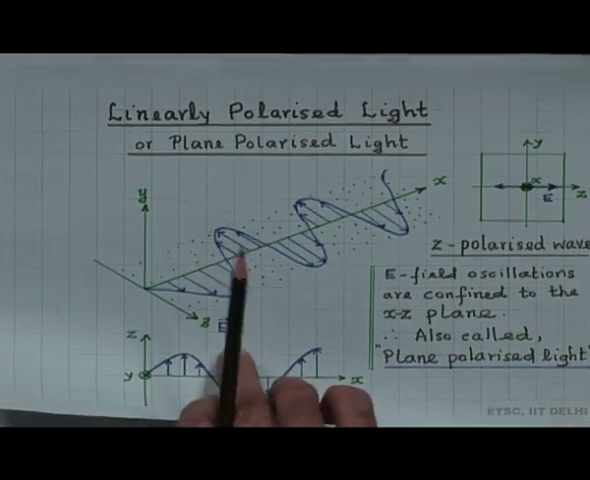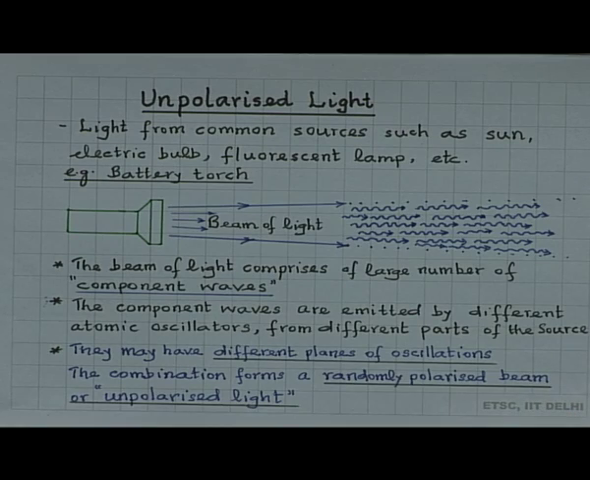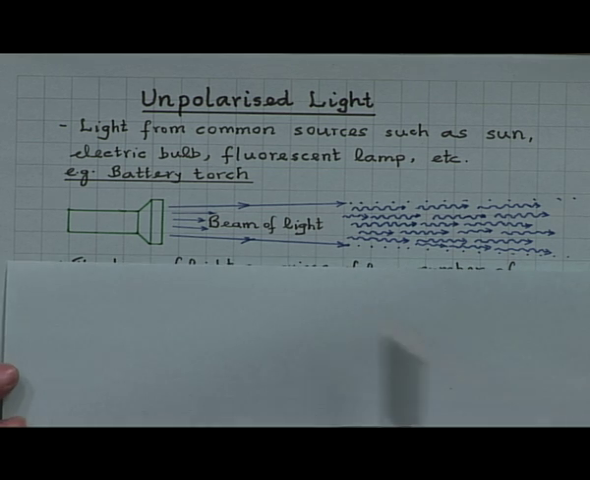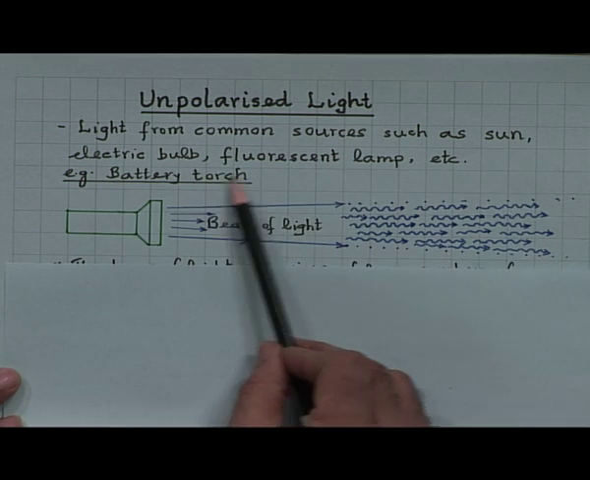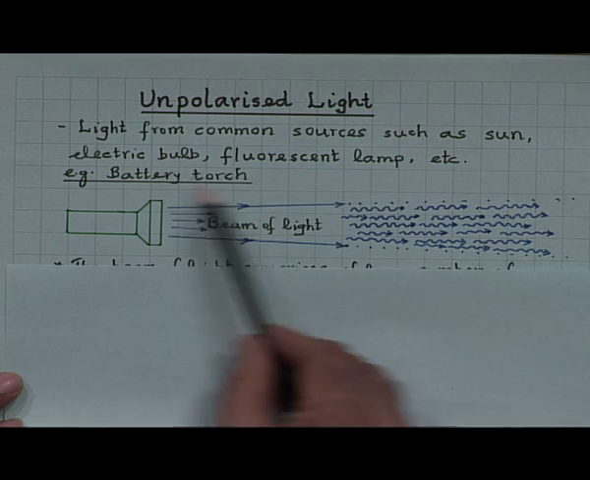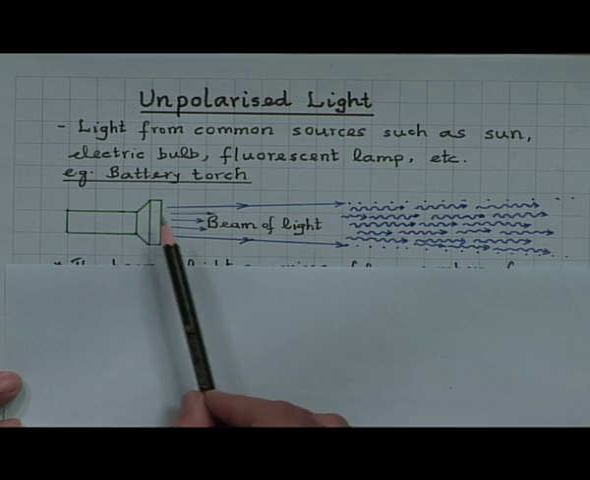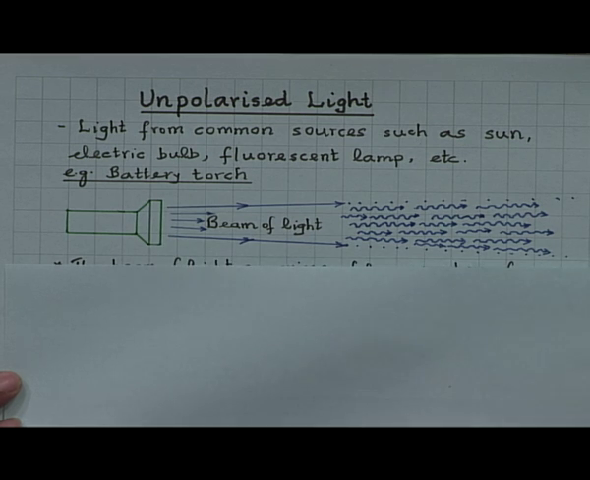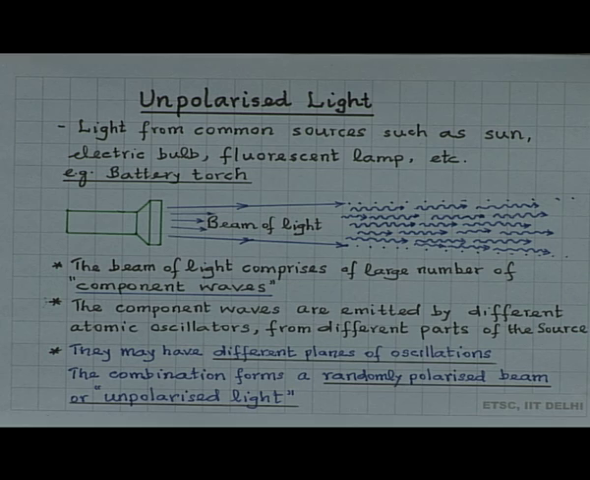Now, let us look at unpolarized light a little bit carefully and then we appreciate the plane polarized light. So, what I have shown is a beam of unpolarized light. Light from common sources such as sun, electric bulb or a fluorescent lamp, etc., are unpolarized in nature. What is this unpolarized light? So, for example, what I have shown here is a battery torch, a beam of light coming out from a battery torch. Actually, the beam comprises of large number of component waves.